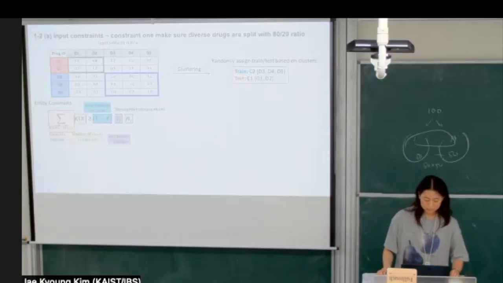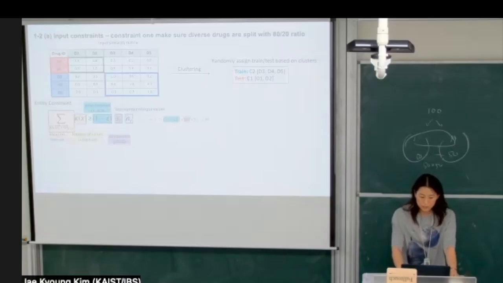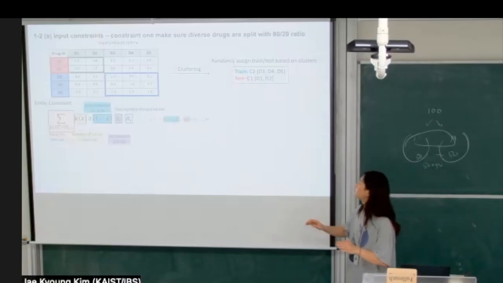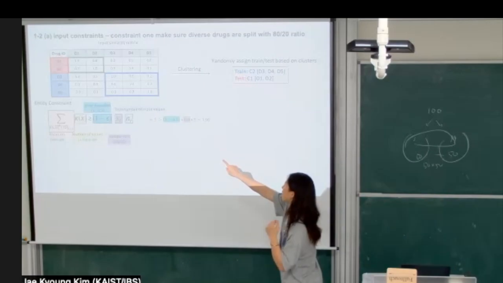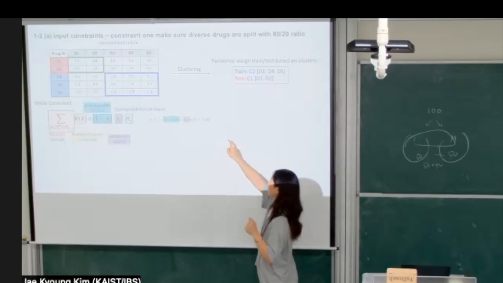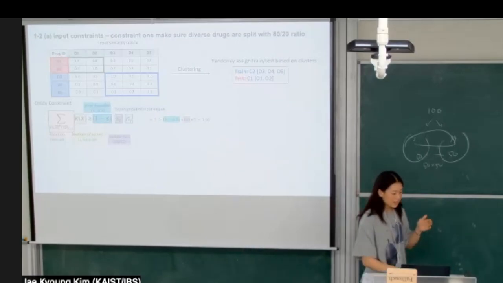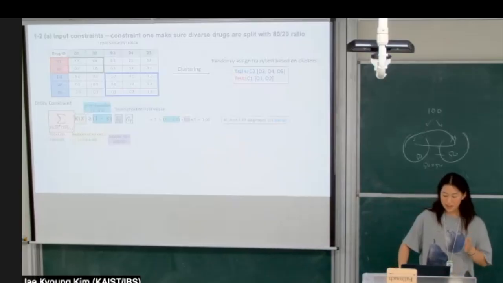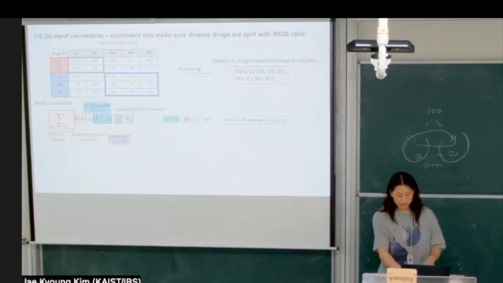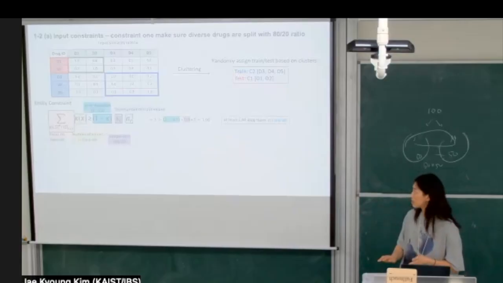Okay. So with this formula, we again apply and plug in the values, and you will get 1.96. And what this constraint means is that at least 1.96 drug types need to be in the train set.